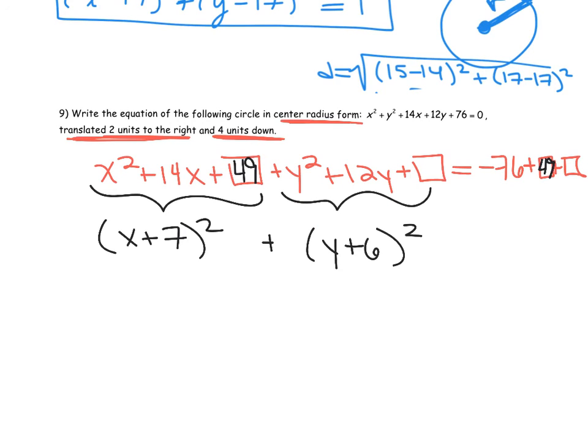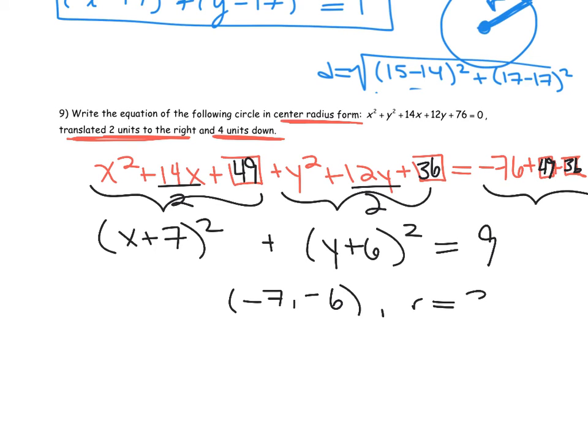Remember, we halve it, square it. Halve it, square it. So that's 36. And when I sum what's on the right-hand side, -76 plus 49 plus 36 ends up being 9. And then you guys have it. Right now this thing is centered at -7, -6 with a radius of 3.